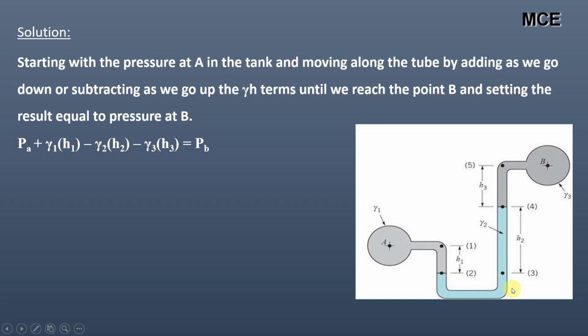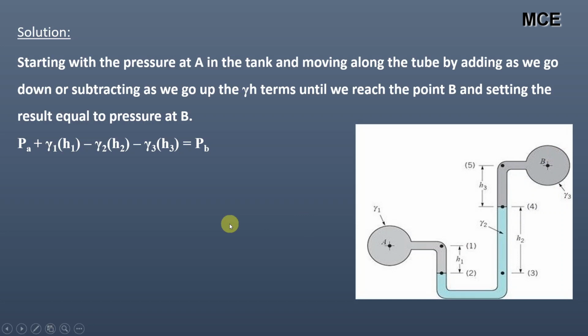From point 2 to point 3, the liquid in the left and the right limbs of the manometer will be balanced, so this portion will be ignored, and we will be measuring pressure from point 3 to point 4. Since we are moving in the upward direction, the pressure would be negative, so it will be minus gamma 2 into H2 until we reach the point 4. From point 4 to point 5, again the pressure will be negative, so it will be minus gamma 3 into H3 until we reach the point B, that is equal to PB.